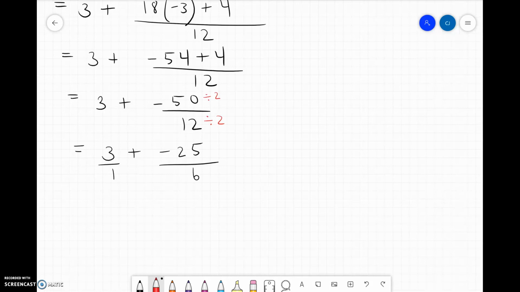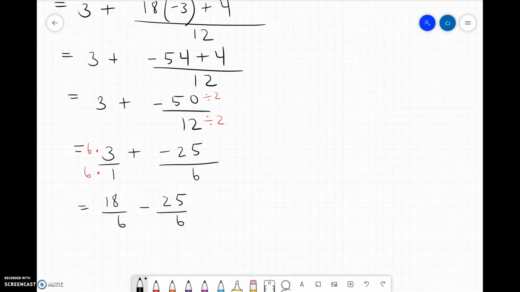So in order to make this denominator 6, I need to multiply the denominator by 6. And if I multiply the denominator by 6, I also need to multiply the numerator by 6. And so this fraction becomes 18 over 6. And then I have a plus and negative. I'm just going to write this as minus 25 over 6.